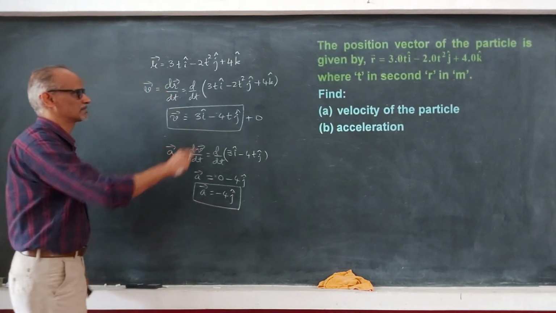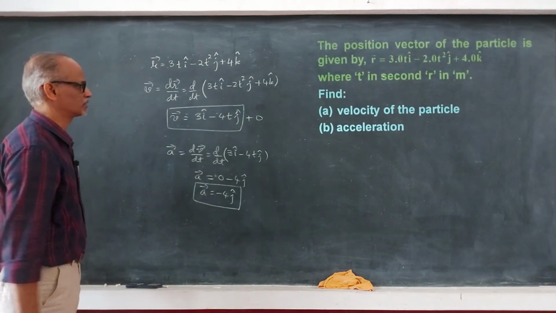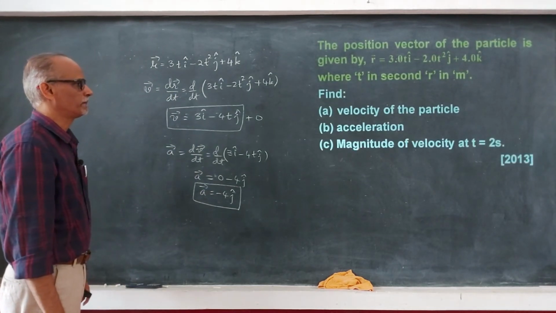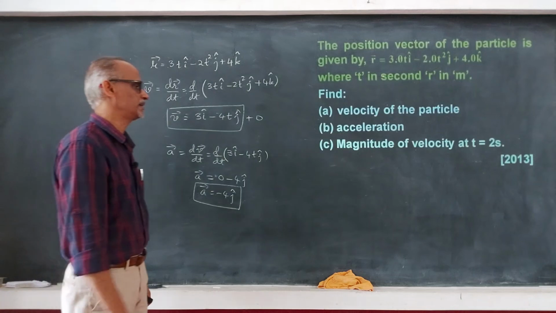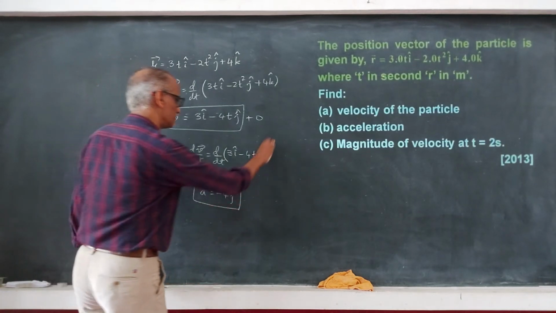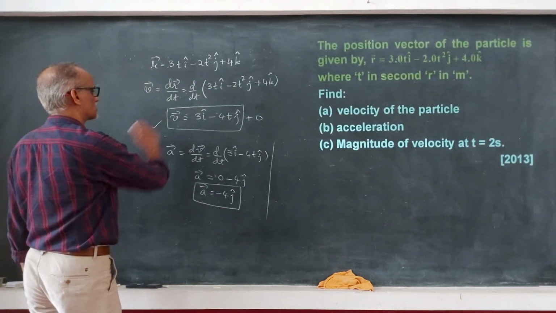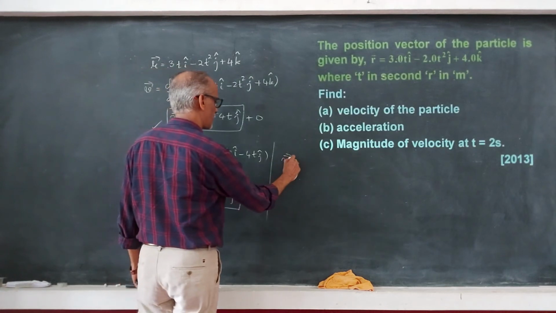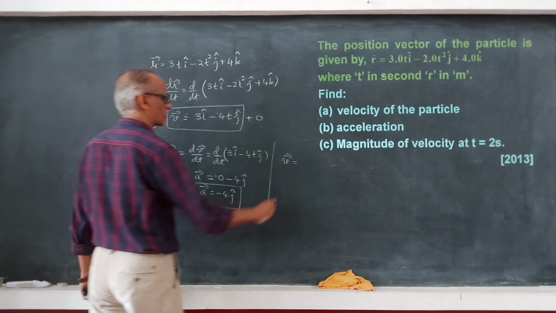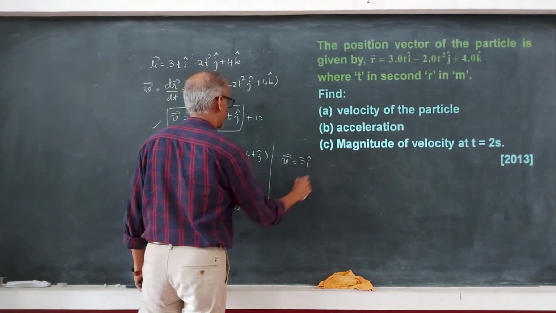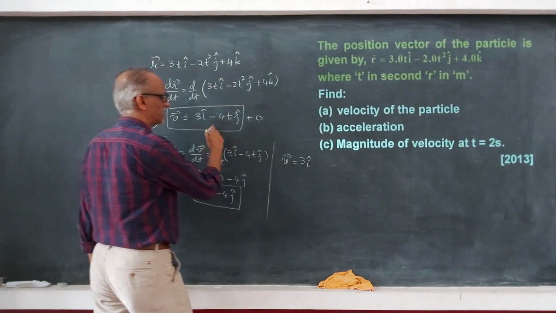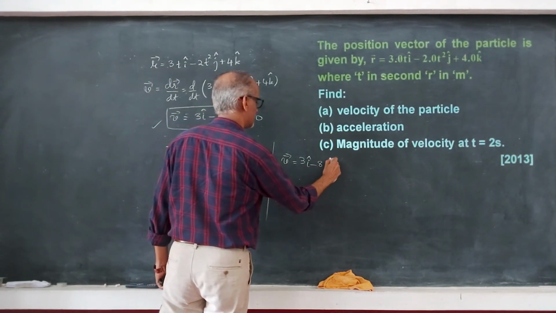So we have found the velocity of the particle, we have found the acceleration, okay, and now the magnitude of the velocity at t is equal to 2 seconds. Here in this, let's find. So velocity v is equal to 3 i cap minus 4 into 2, minus 8 j cap.